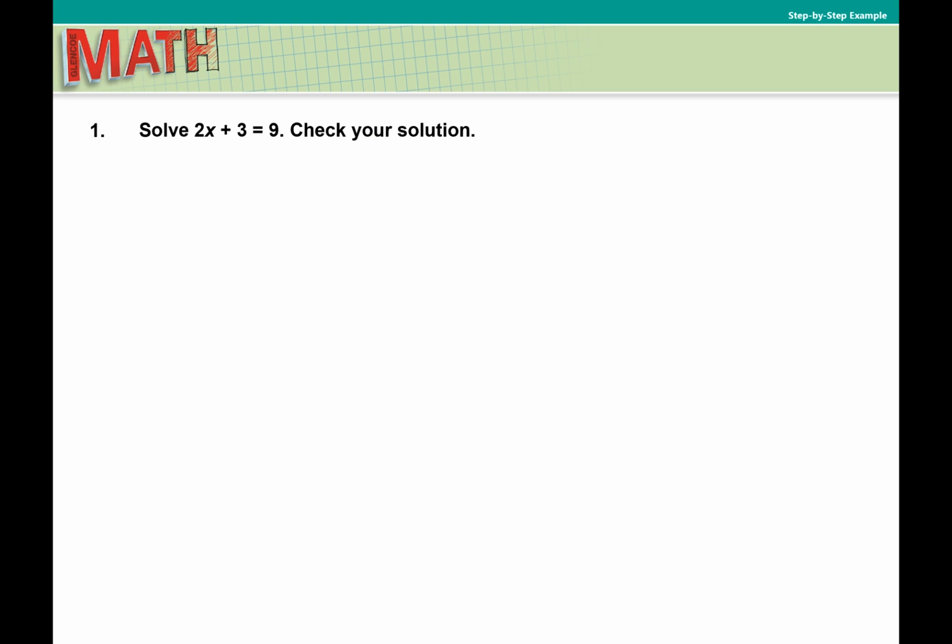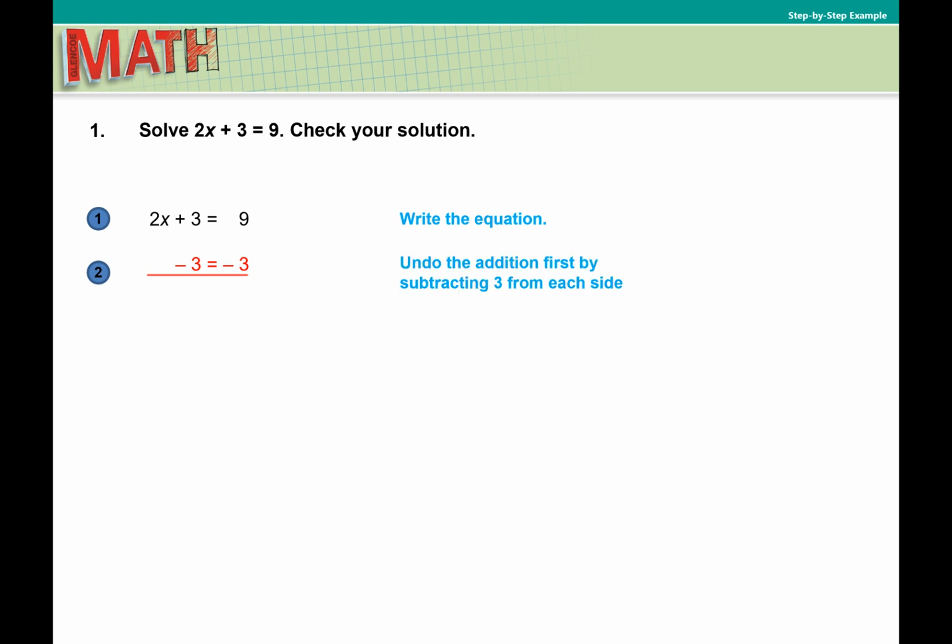So here's our example first. 2x plus 3 equals 9, and then check your solution. So we rewrite the equation. Okay, first of all, we're going to undo the addition. So right now we're adding 3 to the side with the variable, so we're going to subtract 3 from the side with the variable. And what we do with that side, we have to do to the other. So we get an answer of 2x equals 6.